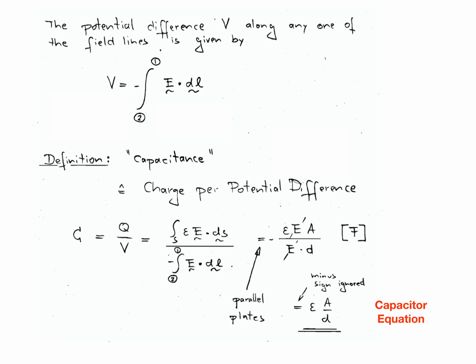Considering now the specific case of a parallel plate capacitor, the numerator becomes epsilon EA and the denominator becomes E times D. Cancelling the electric field strength E, we obtain the familiar equation for the capacitance that only depends on permittivity of the filling epsilon, the area A of the plates, divided by the distance of the plates D. And it is measured in farads, whereby the minus sign is usually ignored.